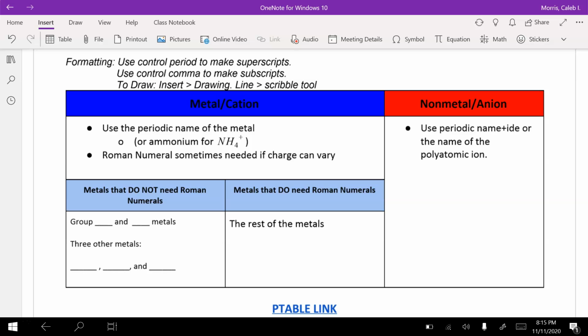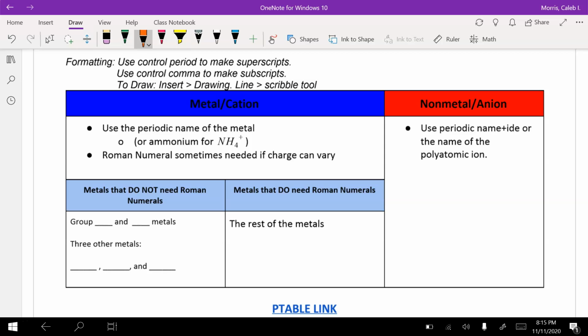So let's start out. The metal cation is named as follows. We're going to use the periodic table name of the metal. Or if you see NH4 at the beginning of the formula, we'll use the name ammonium. That's the only positive polyatomic ion. In all other cases, you use the name of the metal on the periodic table. We do need to pay attention to whether or not they need a Roman numeral.